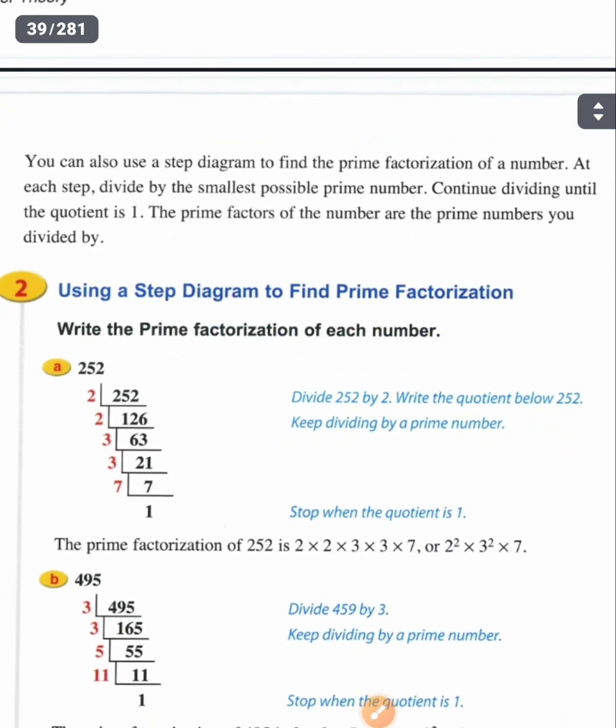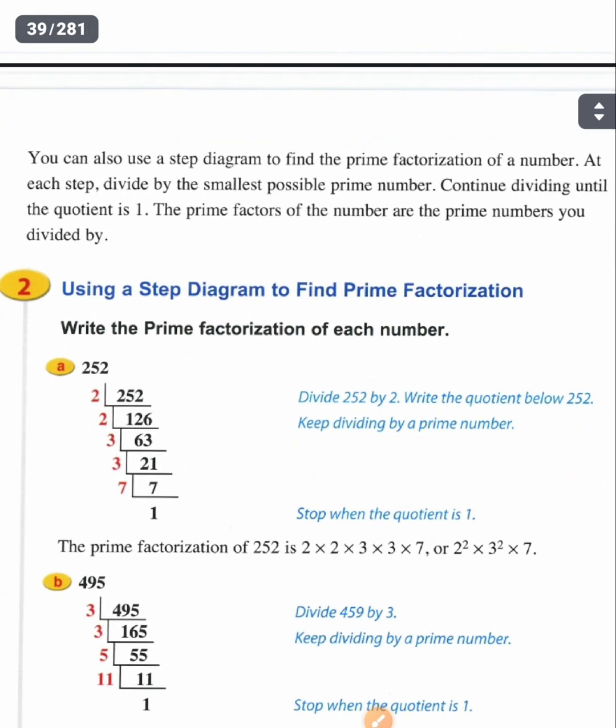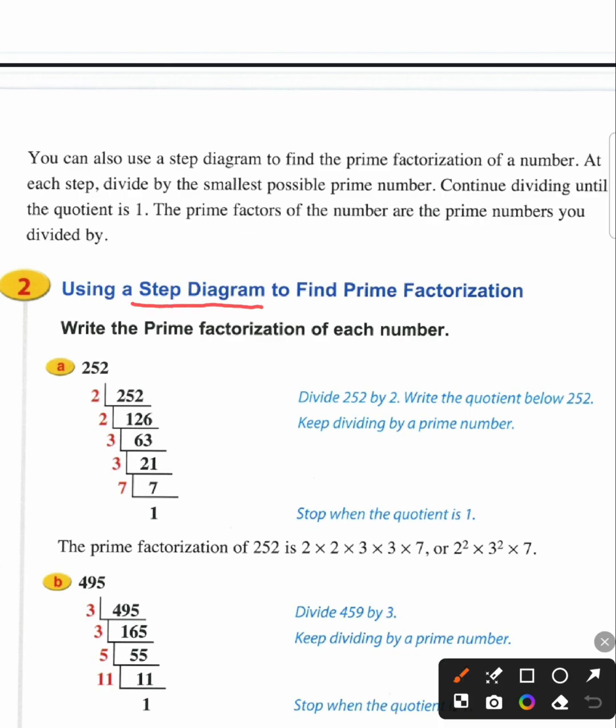You can also use another technique to find prime factorization, the step diagram. This is a step diagram, and as you can see, at each step, divide by the smallest possible prime number. We will continue dividing until the quotient is 1. The prime factors of the number are the prime numbers you divided by. So look, we will start with 252.